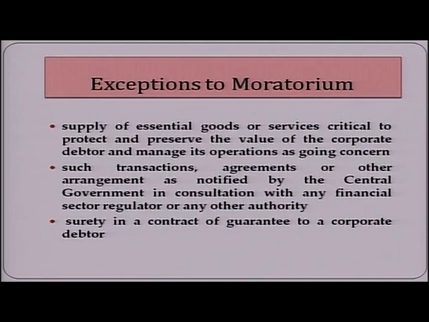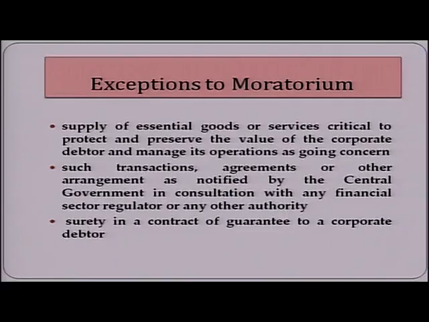Those are also excluded. So government has been given power to make certain agreements and transactions excluded from the moratorium period. And the third is surety, the guarantee to a corporate debtor. So legal action can be initiated against the personal guarantor of the corporate debtor. Even though there is a moratorium against the corporate debtor, legal action can be initiated against the personal guarantor.